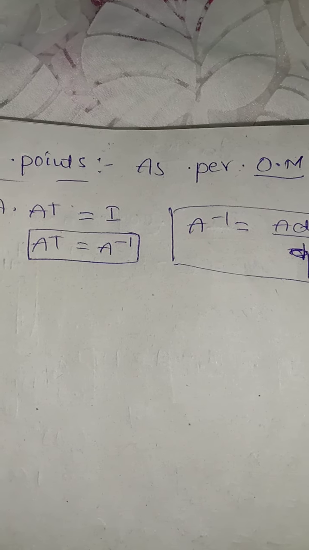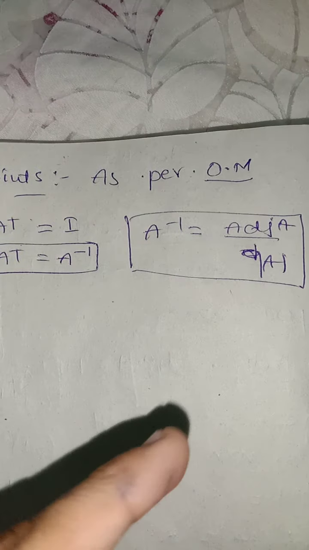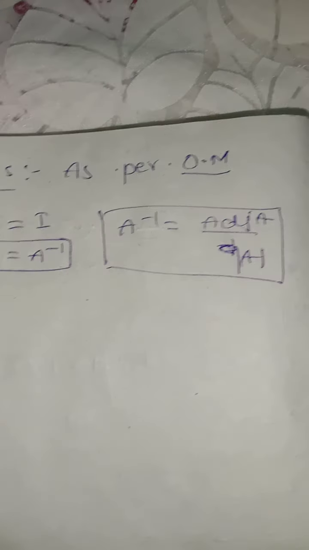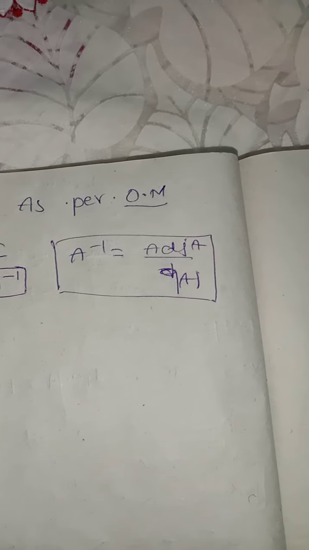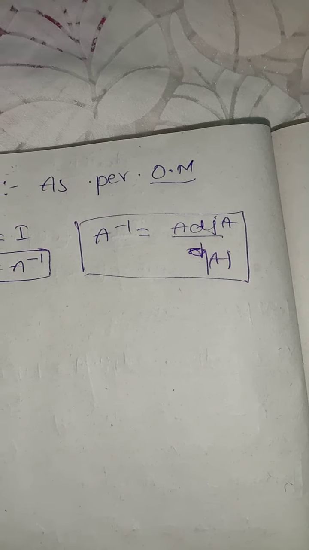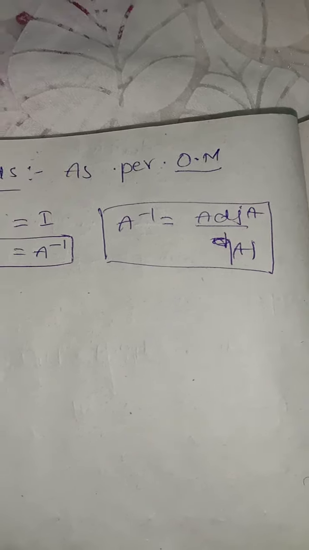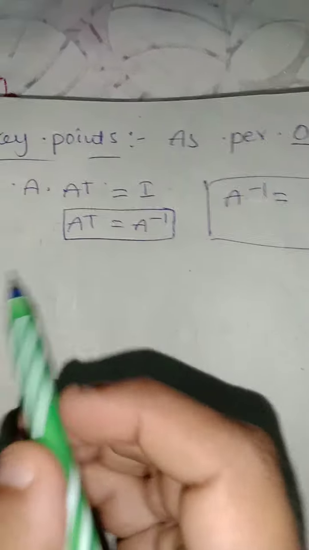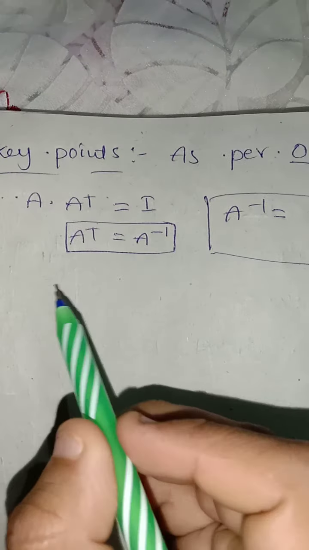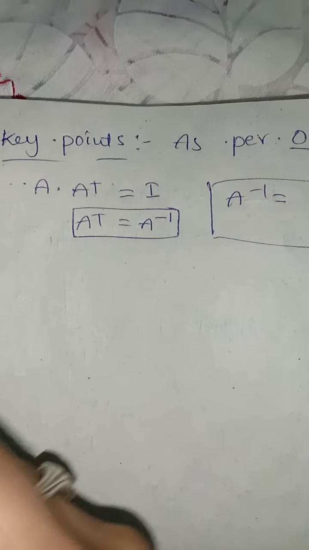Okay, now here you need to do big calculations. First you need to find the adjoint of A and then det A, and then divide those. Oh, big process. But by doing that, you can just do it like this. By transposing it, you can get the inverse of the matrix.